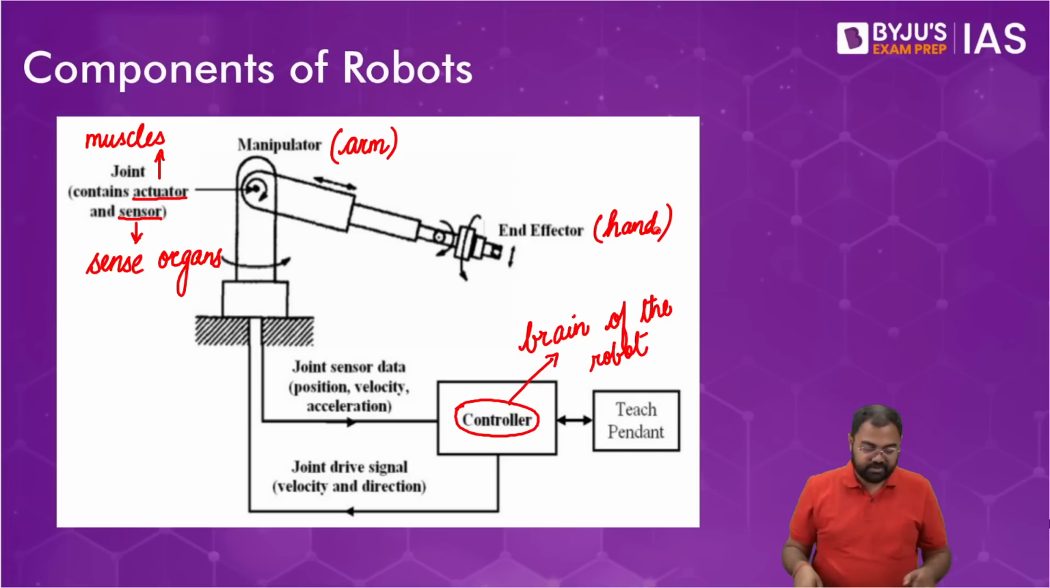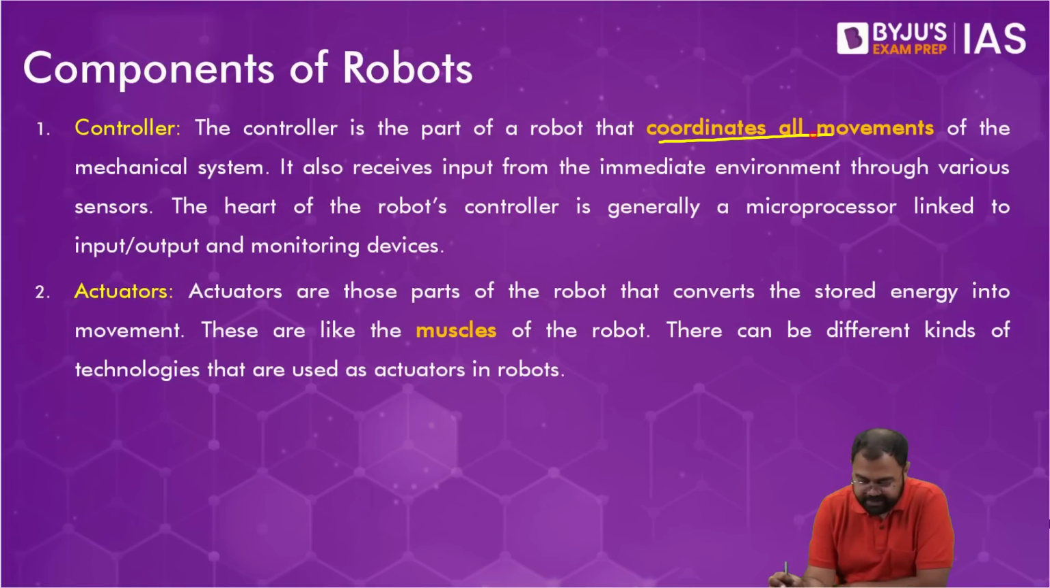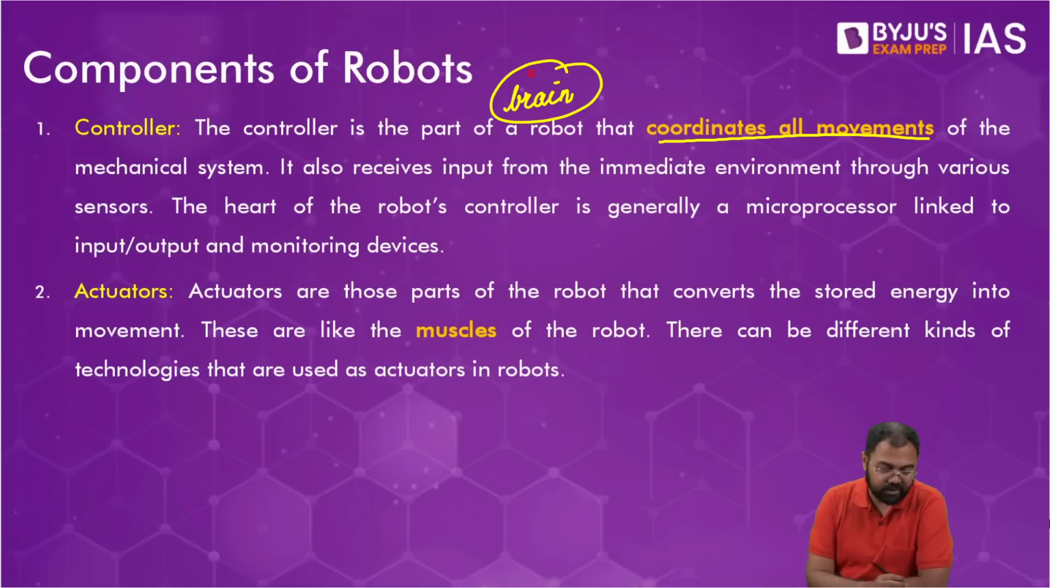So in this sense we see that there are all these different parts of the robot, and we understand the value that they have and how they are working in tandem to make the mechanical movement happen in a robot. So these are called the components of a robot. You have the controller, which coordinates all the movements of the mechanical system, and as I told you, it's like the brain of a robot.